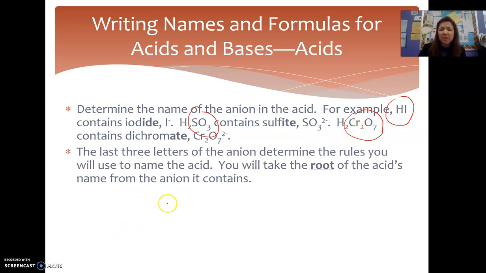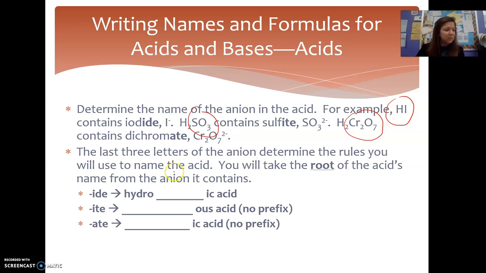The last three letters of the anion determine the rules you're going to use to name the acids. You will take the root of the acid's name from the anion it contains. And you guys are lucky, you get to use note cards on your test. You just have to know this or write it down, preferably memorize it, but you have to know this, okay? So this is in your notes, this is a big deal, star it, okay? I'm going to refer to it a lot.